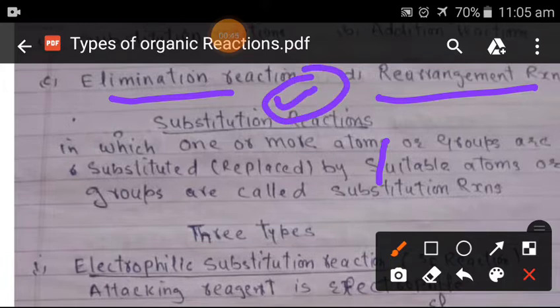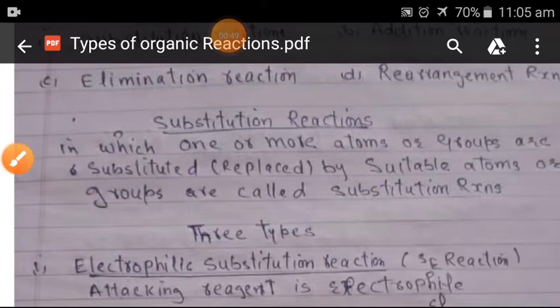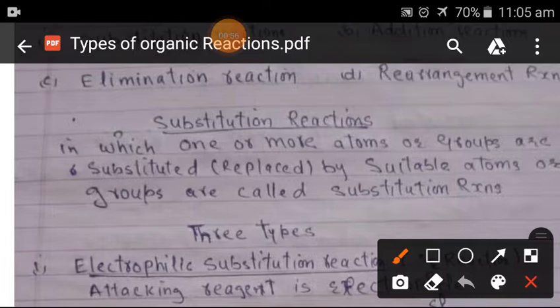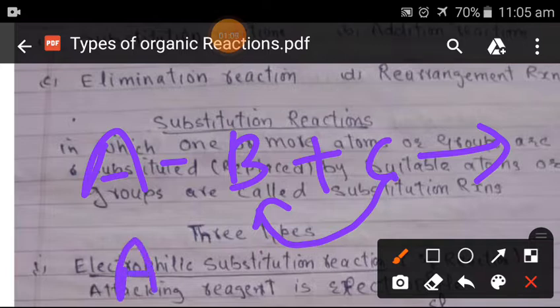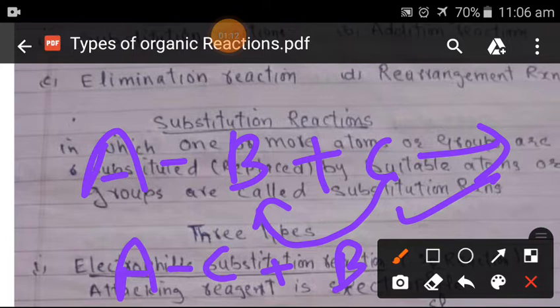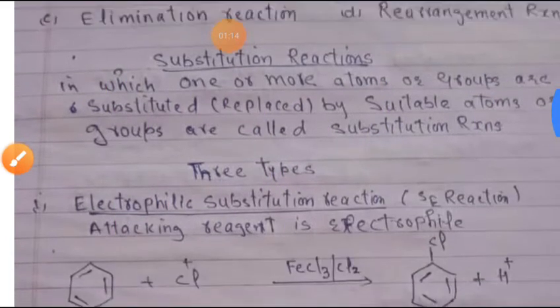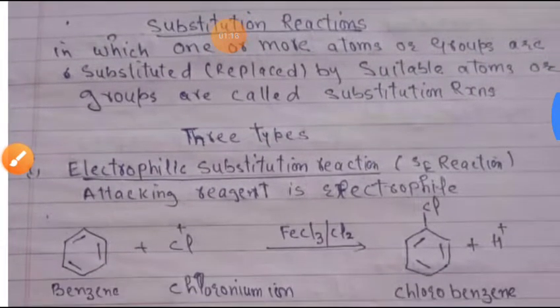The substitution reaction is the one in which one atom replaces one or more atoms, or groups are substituted by suitable atoms. For example, A-B is the substrate and C is the reagent. This will substitute B. As a result, the product will be AC plus B. Clear? So this is how the substitution takes place. But there are actually three types of substitution reactions.